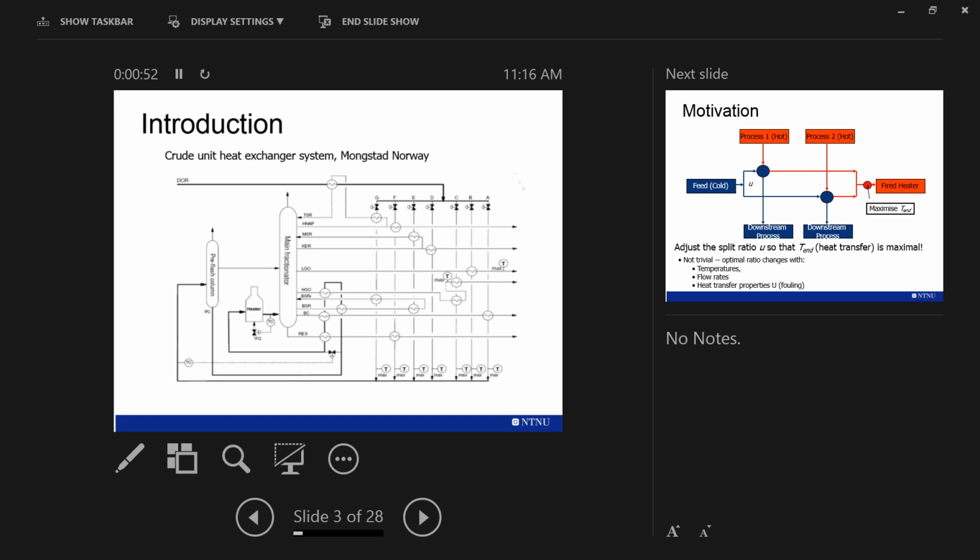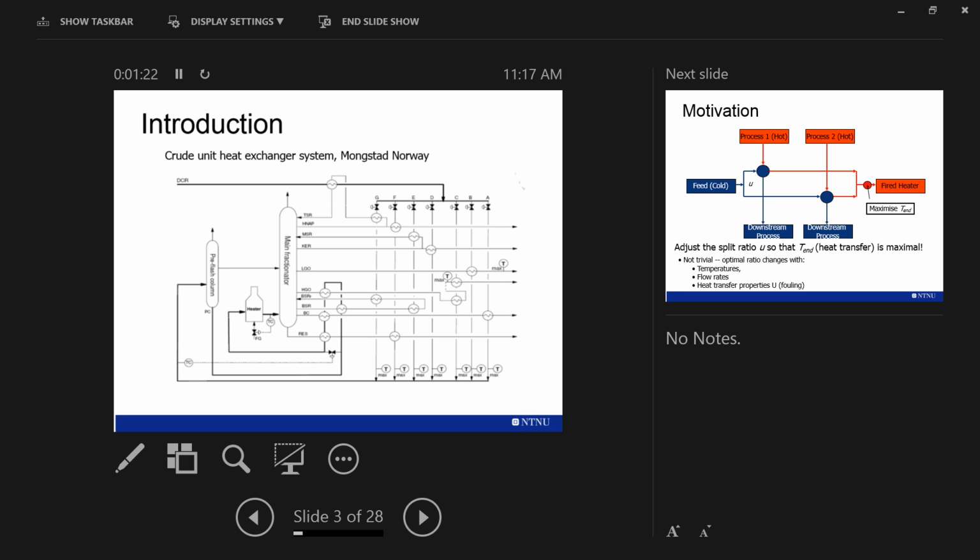Good. So as a motivation, we look at this crude oil heat exchanger unit at the Mongstad refinery in Norway, where a cold feed is coming in and it is split up into several branches which are heated, and then the heated stream is collected again and goes into the pre-flash column and then the furnace and then leaves the system.